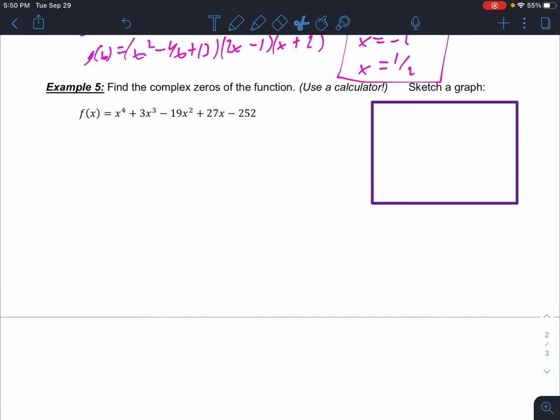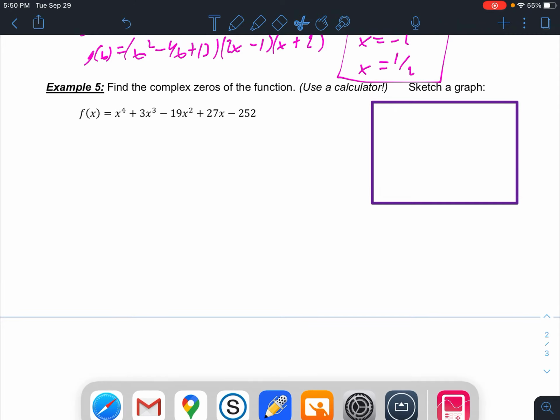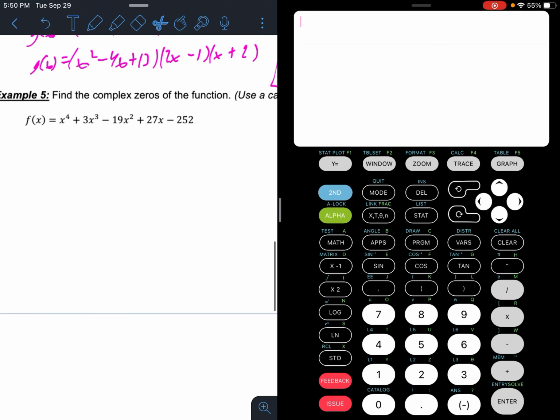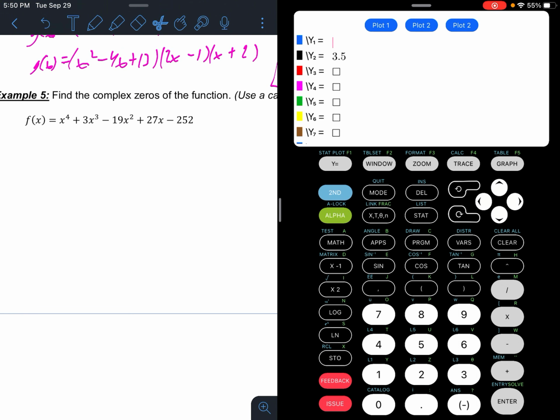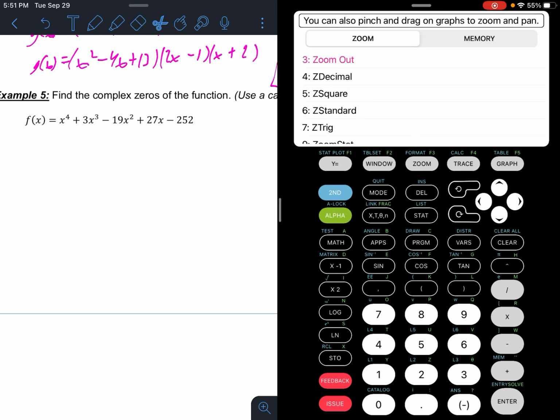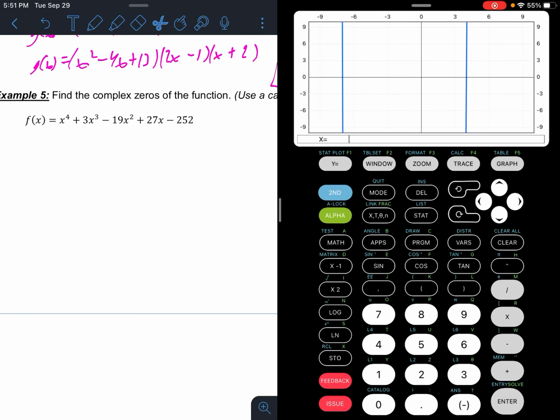So example 5, find the complex zeros of the function. Use a calculator and sketch a graph. So there's our function. Let's go ahead and pop that into y1. And I don't know what window to use, so I'm just going to use a regular window for now. It's number 6, zoom standard.